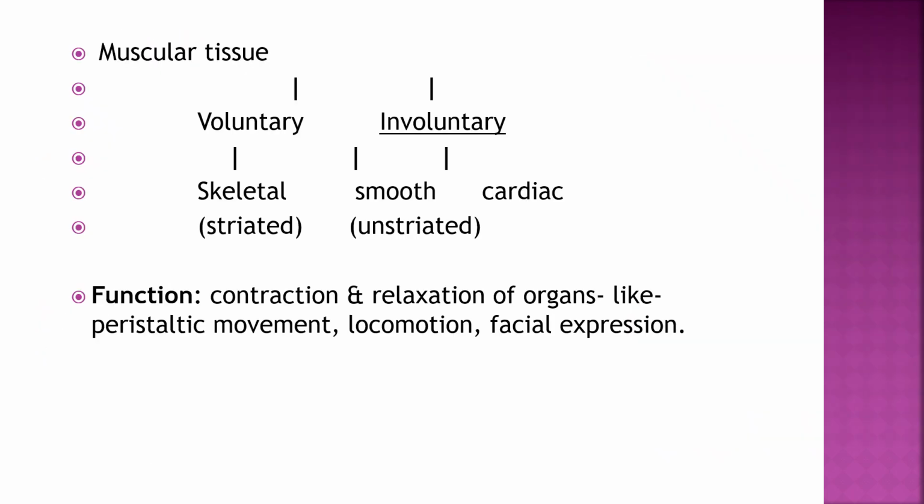Fourth is muscular tissue. It is of three types: skeletal muscles, which connect to the bones, so they're called skeletal muscles. The function is movement of the body. Then smooth muscles, which are present inside the organs, for movement of the organs. And cardiac muscles, which are present in the heart, for movement of the heart like systole and diastole. Systole is contraction of the heart and diastole is relaxation of the heart.